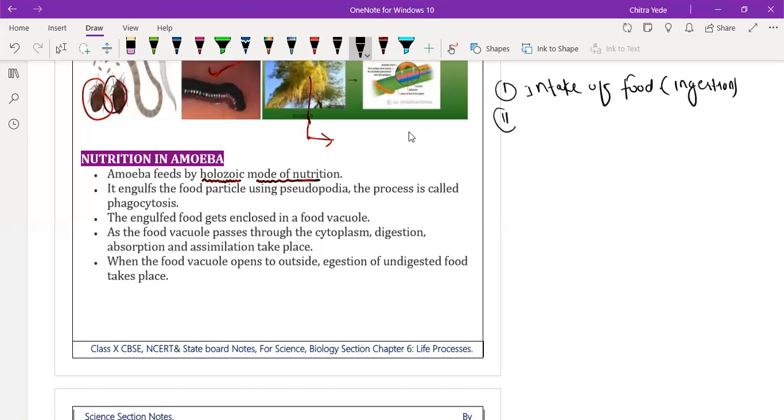Then in the second step, once the food is taken in by the organism, it starts digestion. So the next step will be digestion. After digestion, nutrition has to be absorbed from the digested food. So absorption of nutrients takes place.